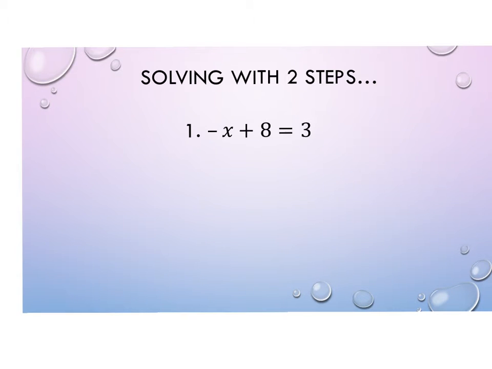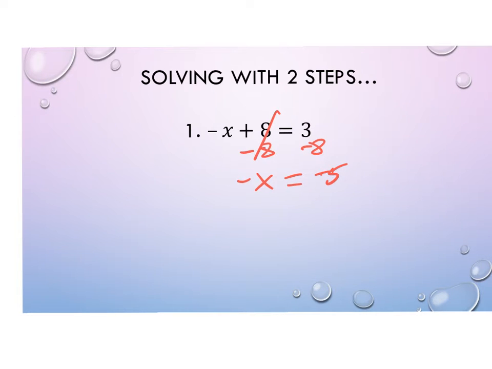Okay, so when we're working to solve an equation, we want to keep in mind get x by itself. In this problem, there are a couple things happening to x. We're adding 8 to x, and we're multiplying x by -1. In order to get rid of that multiplication, we need to get rid of the addition first. So we're going to subtract 8 from both sides. That cancels it out over here, leaving us -x equals, well, 3 minus 8 is -5.